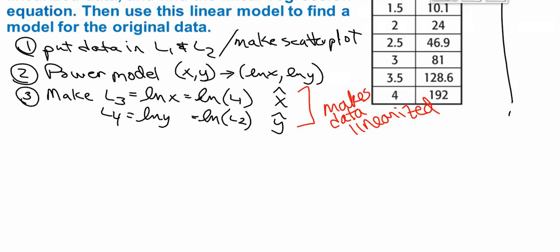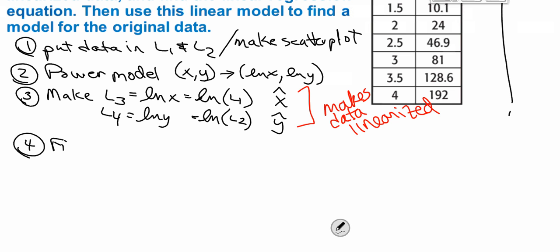Now, the next thing I'm going to do is for step 4. Now that that data is linearized, I'm going to find the linear regression. And since I changed both of those, I'm going to use list 3 and list 4. And we're used to doing regression equations always with list 1 and list 2. So we have to change that as we go.